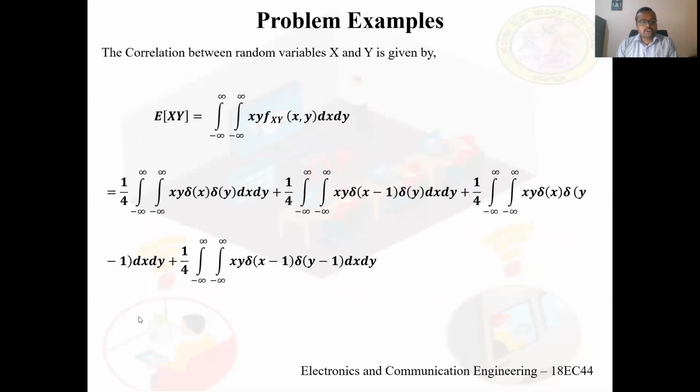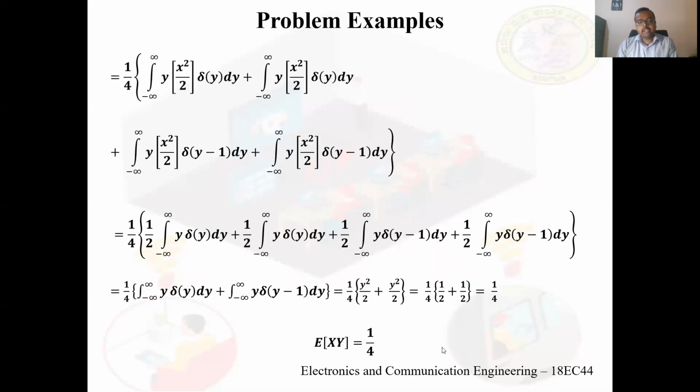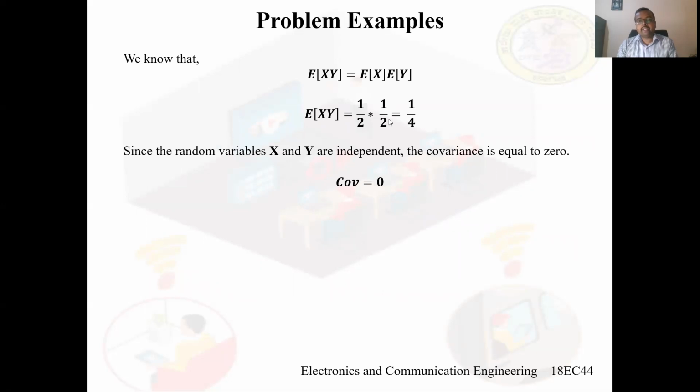Now, what is the expectation of x here? Expectation of x, we got as 1 by 2. Expectation of y, we got as 1 by 2. So when we multiply E of x by E of y, you get 1 by 4. So we know expectation of xy is equal to expectation of x multiplied by expectation of y, so we can say that the random variables x and y are independent. And since the random variables are independent, we can say that the covariance is equal to 0.